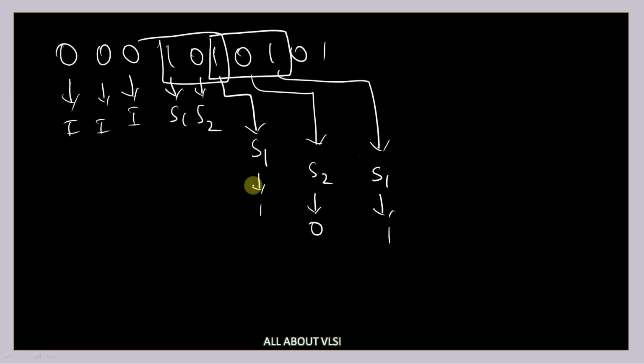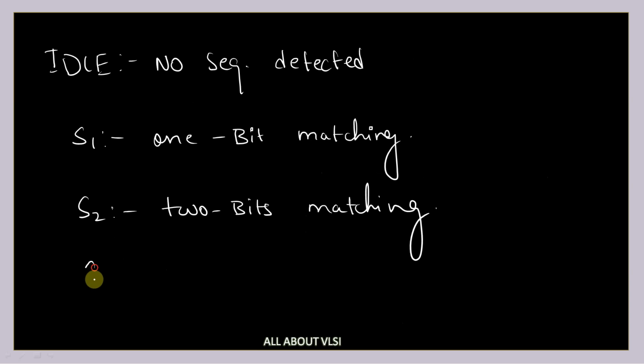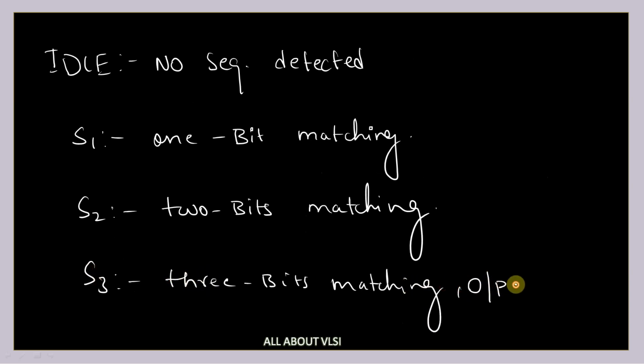But in the case of Moore FSM, you are not going to go to idle state when your input is equal to 1. Why? Because your output is 0 in the case of idle state. You need to make your output 1. That's why you are going to have one more state and you are going to make your output 1. Now, if you are in S3 state, I will write down here S3 state, 3 bits are matching and here output is equal to 1 and here output is equal to 1.